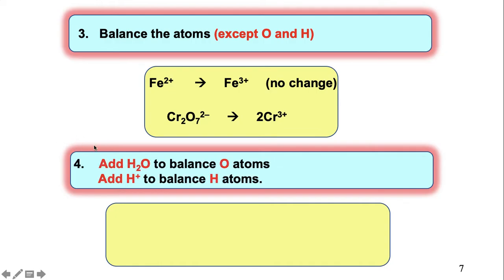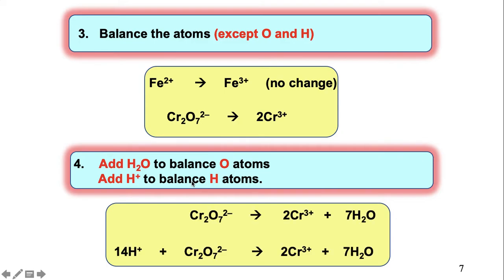Step number 4, to balance the oxygen atoms, you add H2O. Don't add O2. Add H2O to balance oxygen atoms. And to balance hydrogen atoms, you don't add H2. You add H plus to balance the hydrogen atoms. So for this equation, you need to add 7 oxygen, so you have to add 7 H2O. Now you have 14 hydrogen on the right side, so you have to add H plus to balance the hydrogen atoms, so 14 H plus.